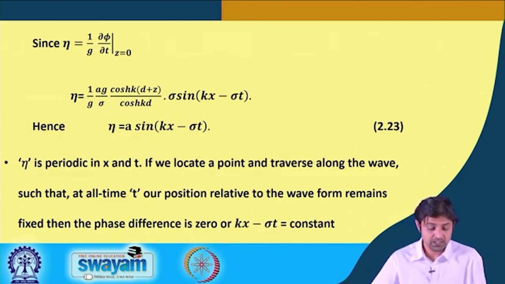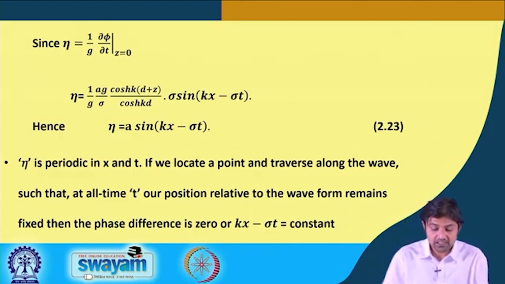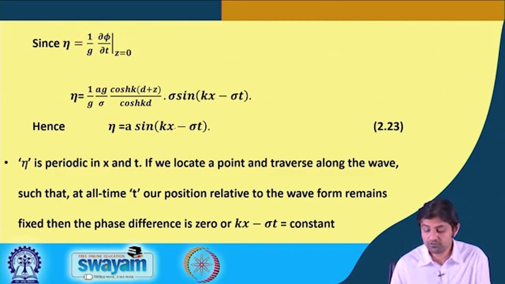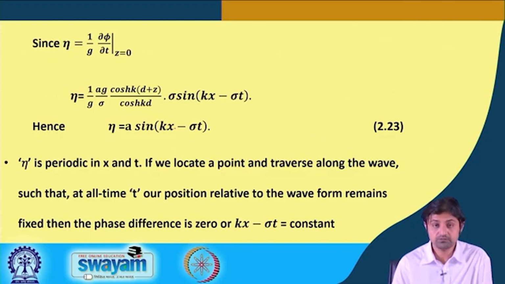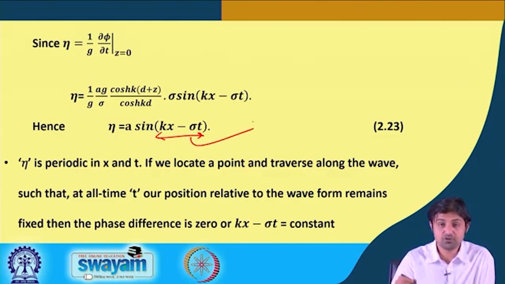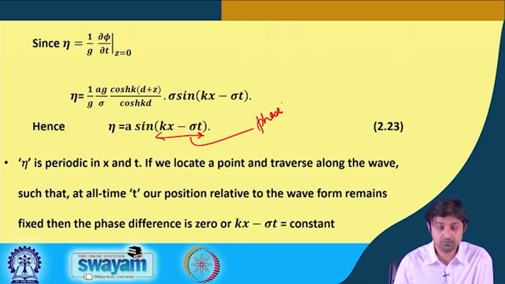Now, this eta is periodic in x and t. If we locate a point and traverse along the wave such that at all time t our position relative to the waveform remains fixed. Basically, this term kx minus sigma t, from your earlier mechanics class, you would know this is the phase. So, with this phase we do an experiment.